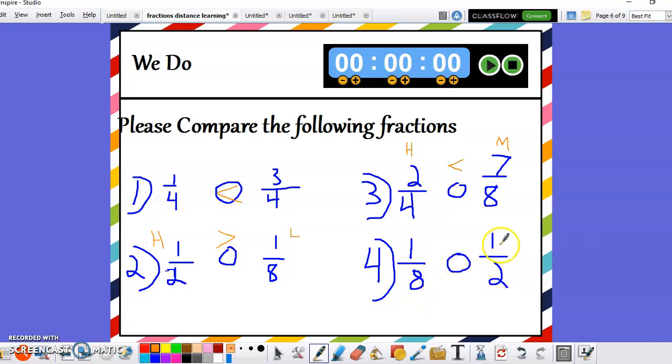And then 1/8 and 1/2. Still the same thing, just right over here. I know that 1/2 is greater.